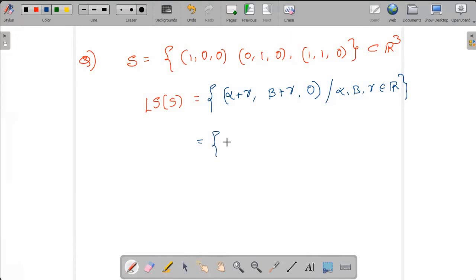Now I'd like to rewrite this set. You are saying alpha, beta, gamma are coming from real numbers. Then definitely alpha plus beta is a new real number. Beta plus gamma is a new real number. And there is no relation between them.